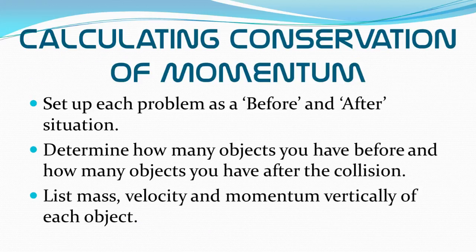To calculate the conservation of momentum, set up each problem as before and after the collision. Determine how many of the objects you have before and how many objects you have after. If you have two objects before and two after, you need to list the mass, velocity, and momentum for each. If you start with two before and two after, you also need to list a total momentum. Some objects, if it's inelastic, may start or end with only one object. Be careful when labeling out your mass, velocity, and momentums.